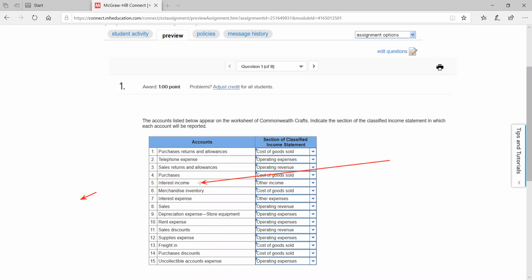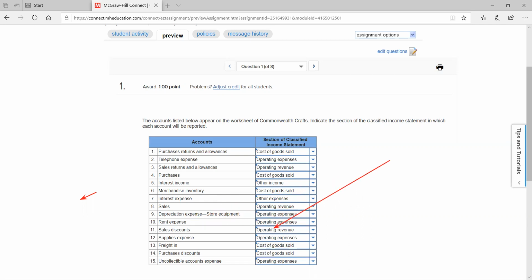Interest income, because usually that's non-operating, is considered other income. Merchandise inventory, again, part of like purchases, is part of cost of goods sold. Interest expense is just like interest income. You're going to put that under other expenses. Sales is your operating revenue. Depreciation expense, this one says store equipment, so that's going to be operating expense. Then you've got rent, that's going to be operating expense.